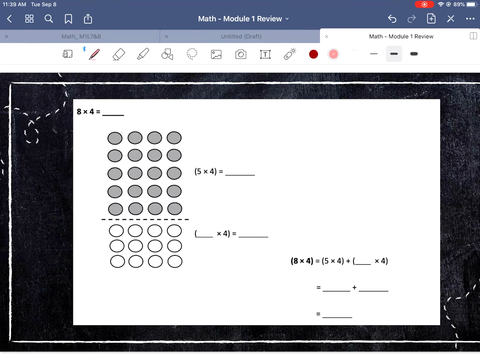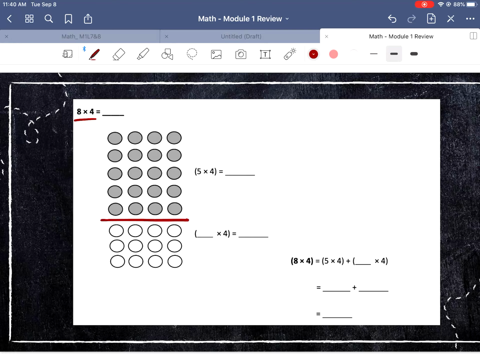Okay, so here we have an array, and we're going to use the break apart and distribute strategy to solve this question. So we're looking for the answer of this equation right here, 8 times 4. Some of you might be able to just find the answer through mental math, but here is how I'm going to use my array to find the answer.